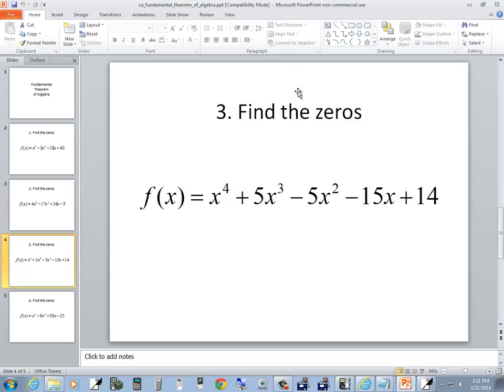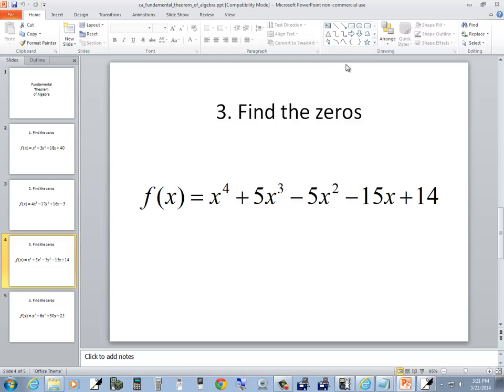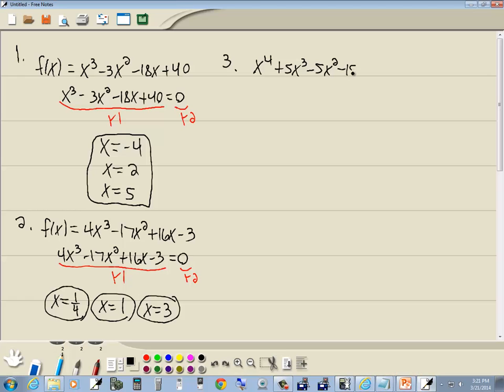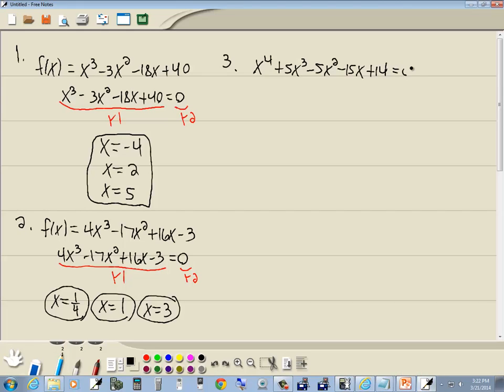Okay, let's look at our third example. I'm going to go ahead and set this equal to 0. We know we're finding the zeros. So I got x to the 4th plus 5x to the 3rd minus 5x squared minus 15x plus 14 equal to 0. Now our largest power is the 4th power. It means we're going to have 4 answers. So we should have four numbers circled when we're done, or 4 somethings circled.